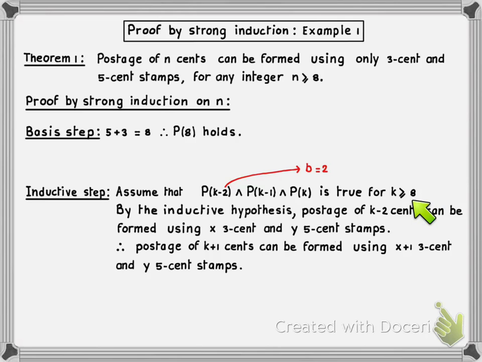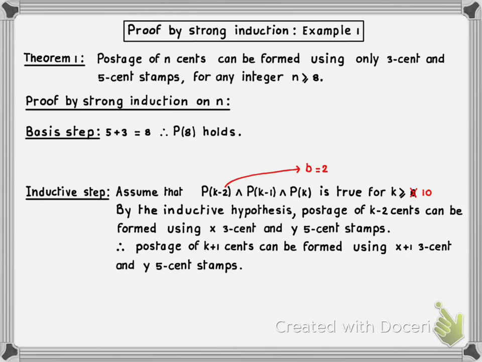So for example, let's take k equals 9. Now clearly k is greater than or equal to a if it's equal to 9. But here is the problem. We assume P of 9 minus 2 then, which is P of 7. But P of 7 is not true. Notice 7 is less than 8, and there's no way you can form a total of 7 cents using only 3-cent and 5-cent stamps. So the problem here is that k must be not only greater than or equal to a, but actually greater than or equal to a plus b, which is 8 plus 2, or 10. So that was our first error.